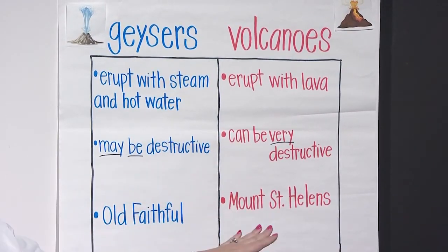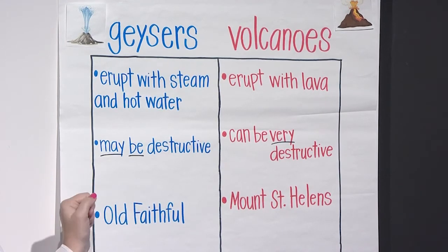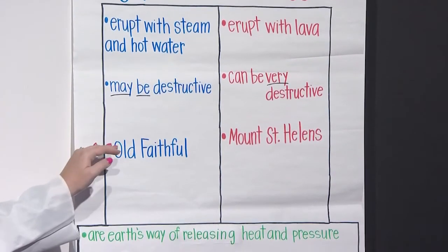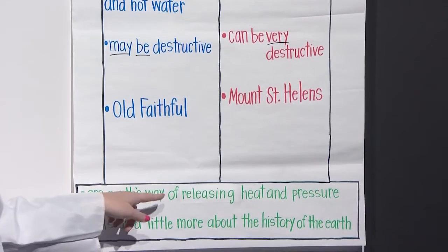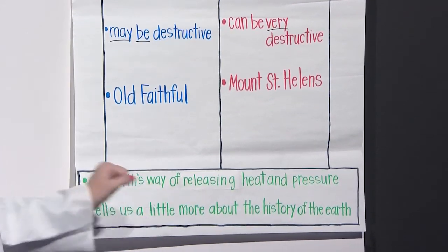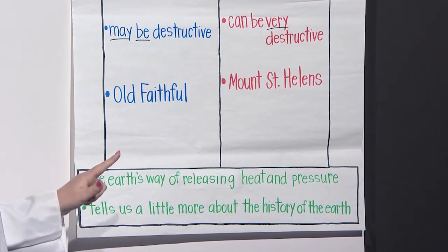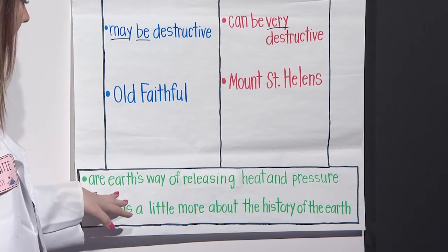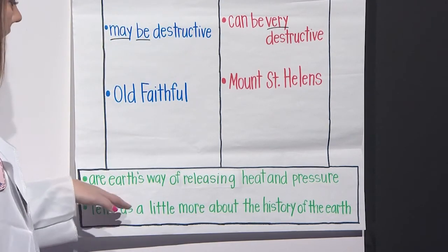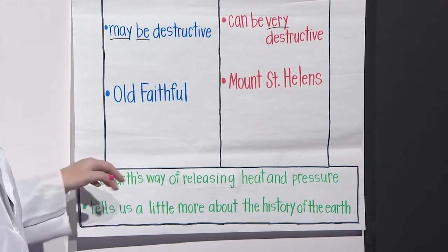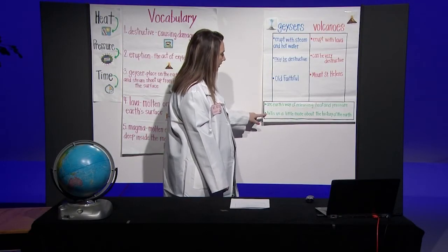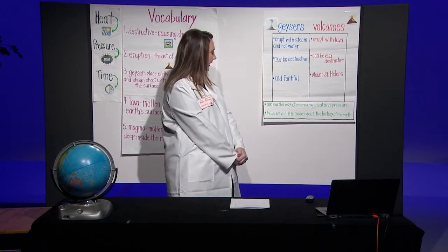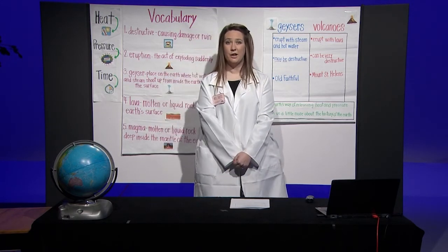Now, while they are very different, they also can be similar. So here at the bottom, we have two ways they are similar. Geysers and volcanoes both are Earth's way of releasing heat and pressure. Again, you hear heat, pressure, time. It takes time, and after time goes by, these two, geysers and volcanoes, are a way that the Earth releases the heat and pressure. Last but not least, one of the most important things that geologists like to know from geysers and volcanoes is that they tell us a little bit more about the history of the Earth.